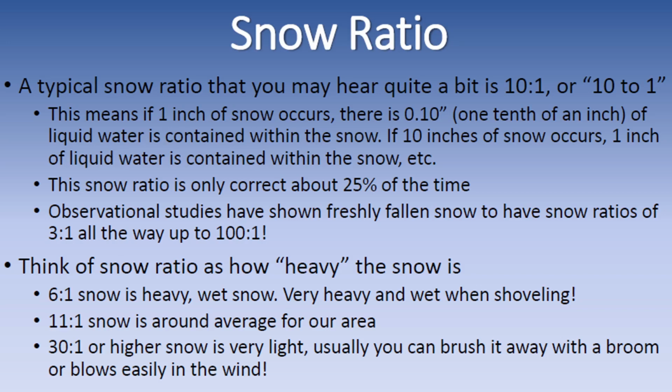A 1/10 of an inch of rain is not a lot of rain. It's just enough to get the ground nice and wet. So it doesn't take a whole lot of moisture, or rainfall equivalent, to produce 1 inch of snow. The reason for that is because as water freezes, it expands, and ice takes up more space than water does. So as you go from a water droplet to an ice crystal, it expands and takes up more space.